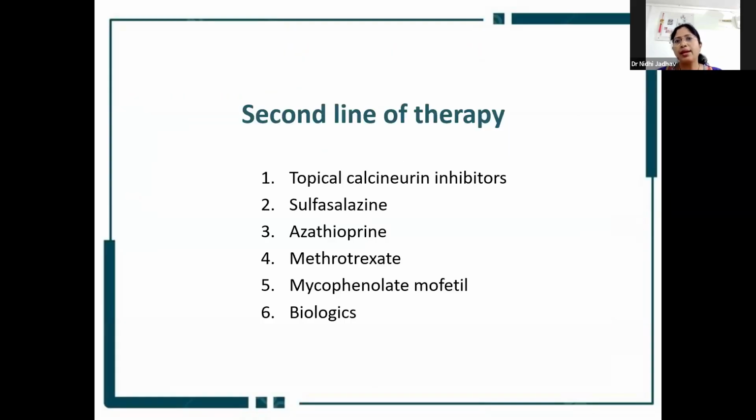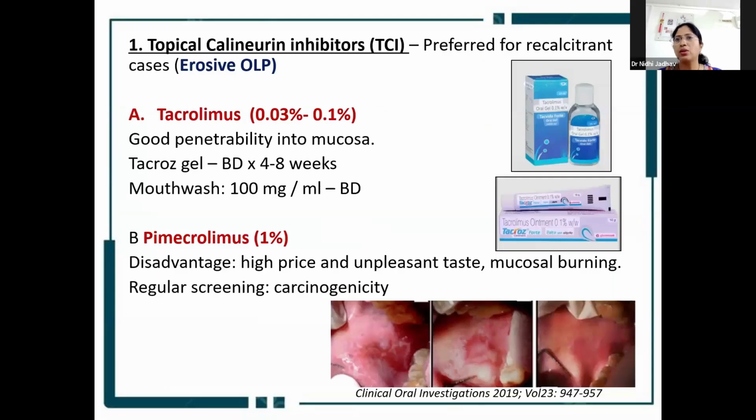Now coming to the second line of therapy, I will detail about all these in the future slides. First, starting with the topical calcineurin inhibitors. Now these are preferred for the recalcitrant cases of erosive oral lichen planus, in which we have two options, that is tacrolimus and pimecrolimus. Tacrolimus in the percentage of 0.03 to 0.1 has a very good penetrability into the oral mucosa, and it can be used both as a topical gel and as a mouthwash.